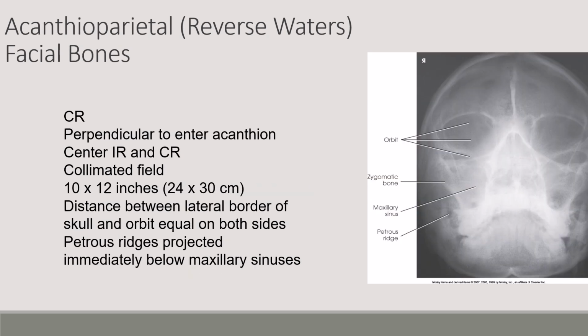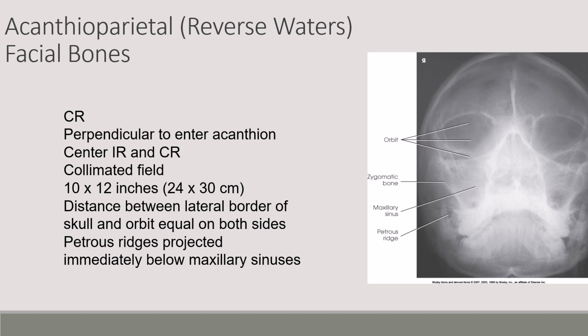Okay. So our reverse Waters, again, looking very similar, but you can see that the edges of the orbits, the edges of the maxillary sinuses, all the fine detail structures that we're trying to see, everything's just a little bit blurry and just a little bit bigger, just a little bit magnified.